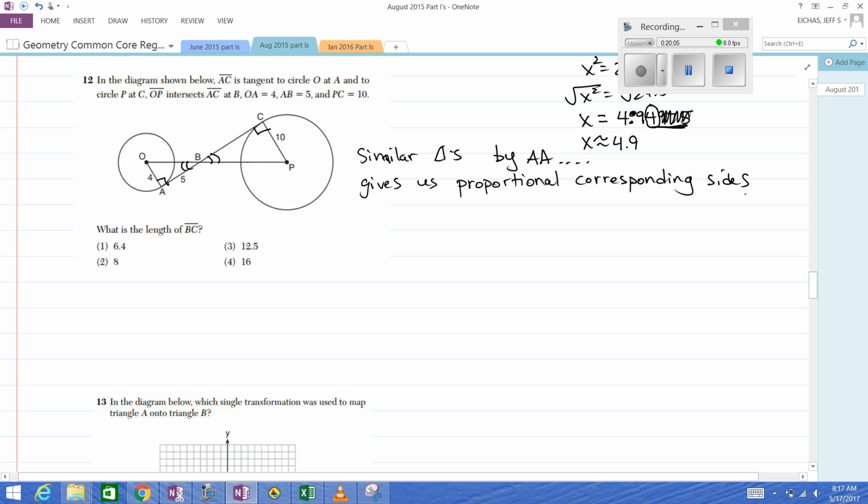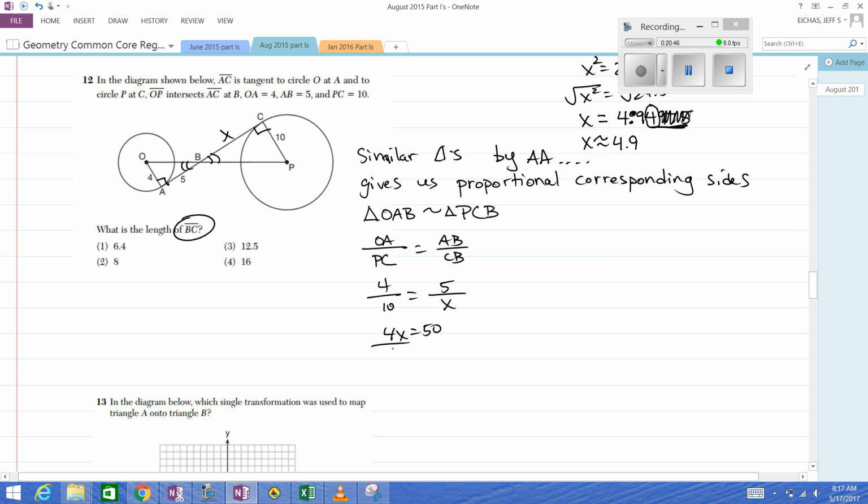Safest bet is to write the similarity statement. All right, I'll quickly do that. So what I'm talking about is AOB, okay? And it's going to be corresponding to PCB. So now your proportions are very easy to set up. If I want to use OA, the 4, it should correspond to PC, okay? And then if I want to use AB, it should correspond to CB. So now it's easy to just plug your numbers in. 4 is to 10 as 5 is to x, we'll call it. And that's what they wanted, so that's perfect.